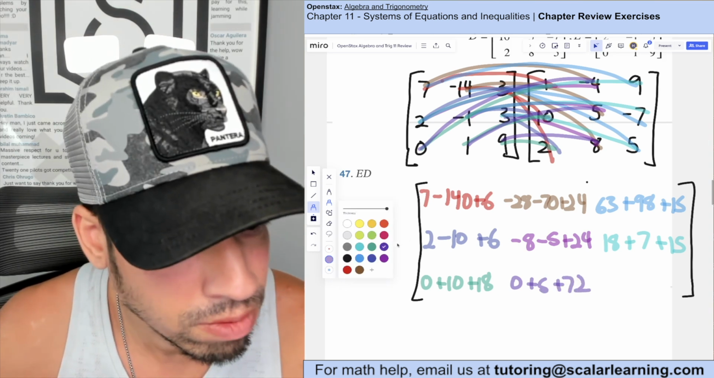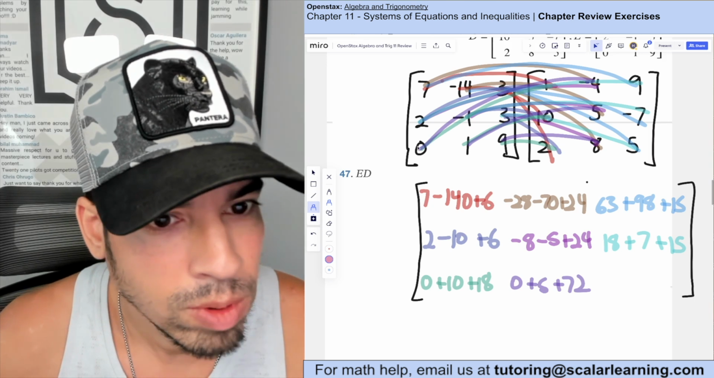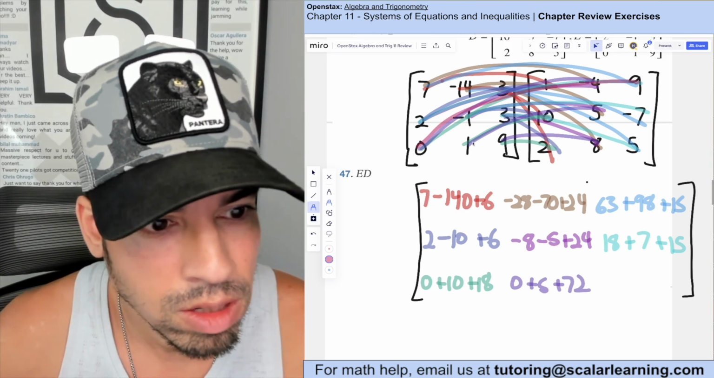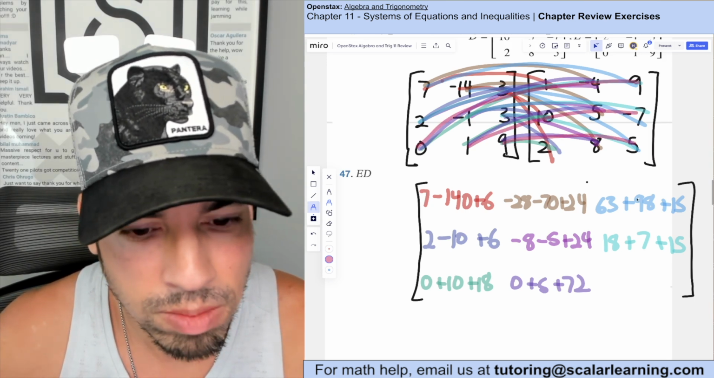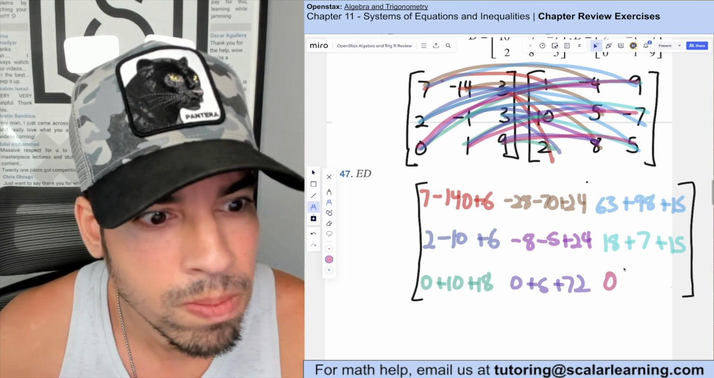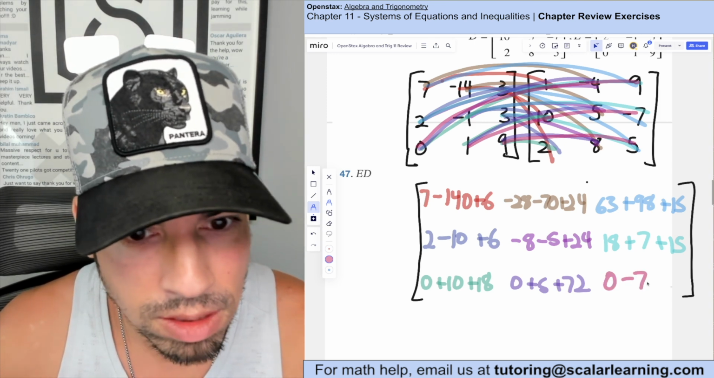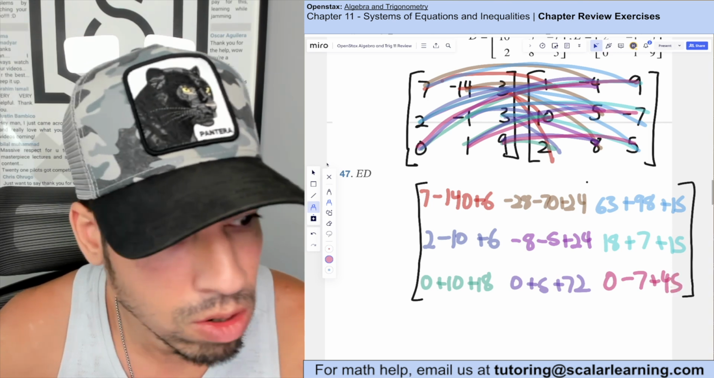All right, now we're on the final one. Let's go this color. We go this times this, plus this times this, plus this times this. So that's again starting with a 0, and then we have -7 plus 45. There we go. All right, let's simplify.